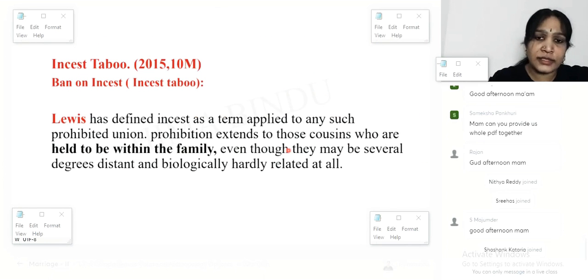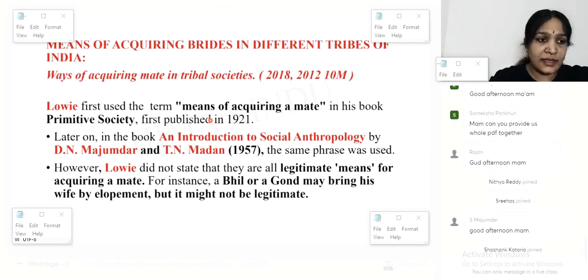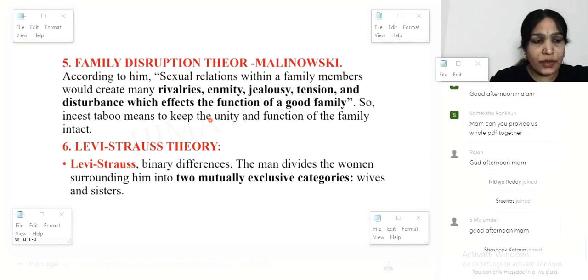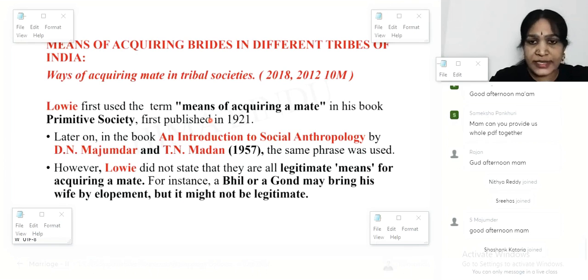So that's all about the incest taboo question. You have to write the definition and then these theories, and you can write some conclusion of your choice. As all the questions from the syllabus are quite expected, it's better you plan conclusions beforehand. Now itself you can think what conclusion you can write for incest taboo. That is a direct answer given in the notes.